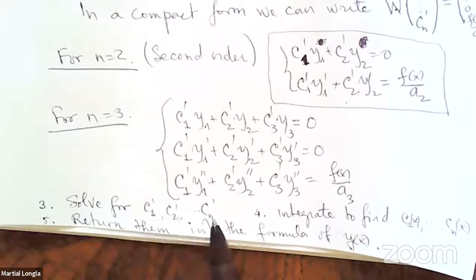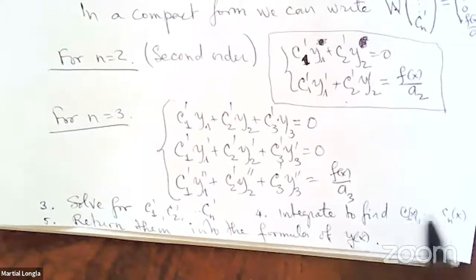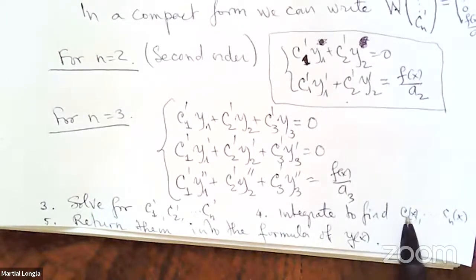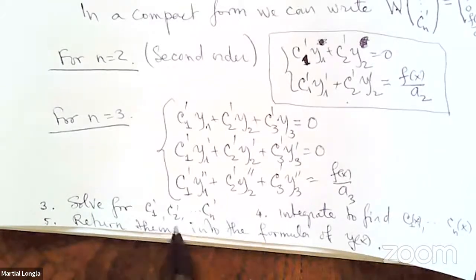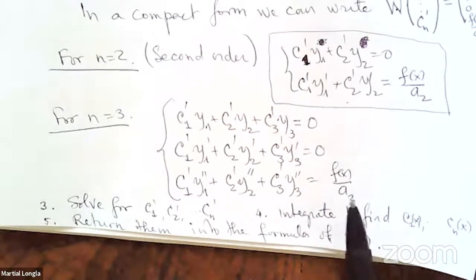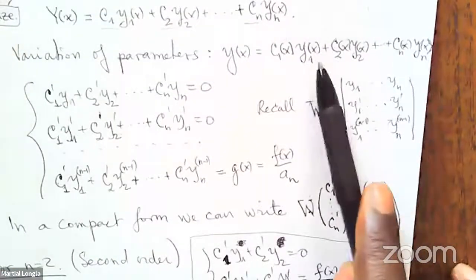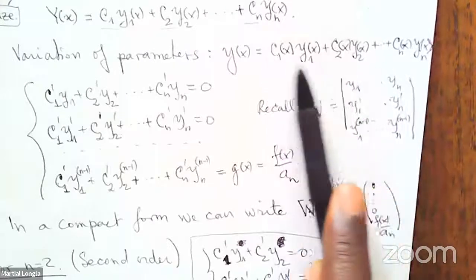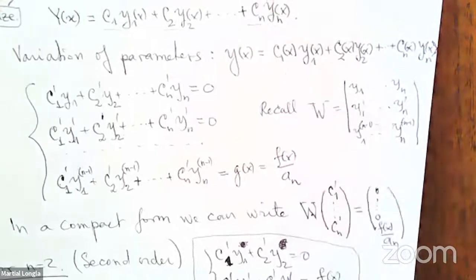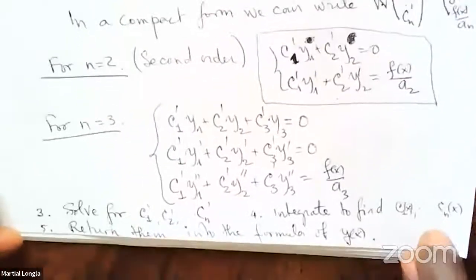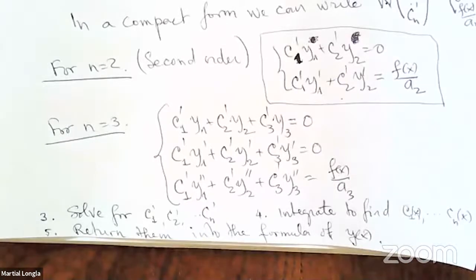You solve the system algebraically. You get C1 prime, C2 prime, C3 prime. Now you integrate, that's calculus. You integrate each of them. Then you return the answers that you get into the formula of y of x that you wrote at the beginning of step 2, which is this. And that's it. And you're ready. And no matter what that right-hand side is, you apply this method, you're going to get the answer without knowing any special form. Questions?